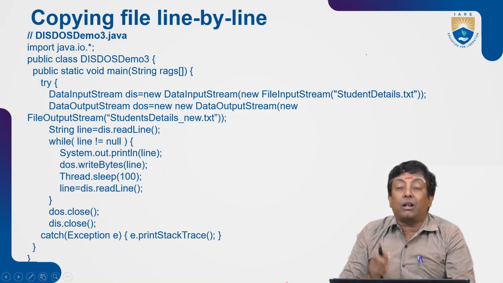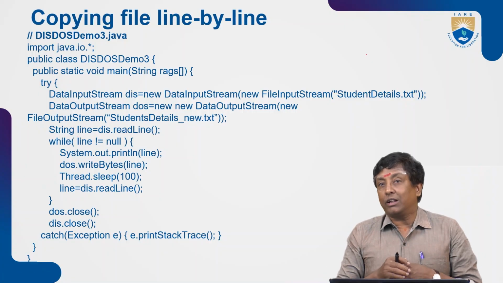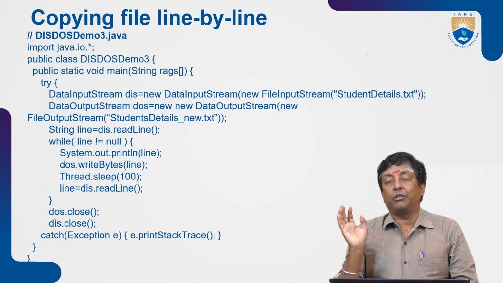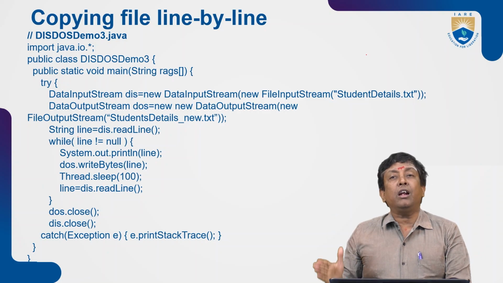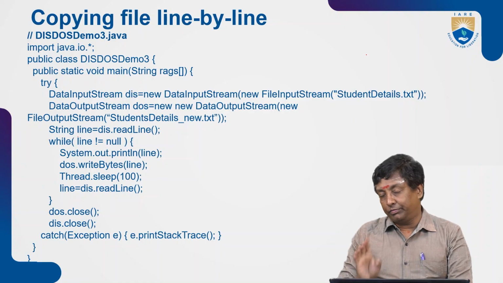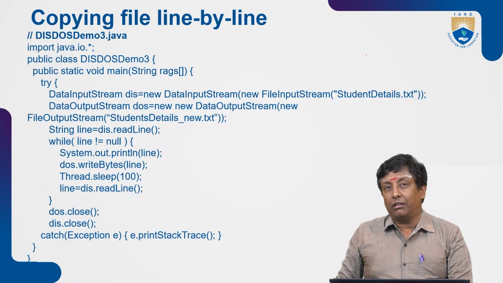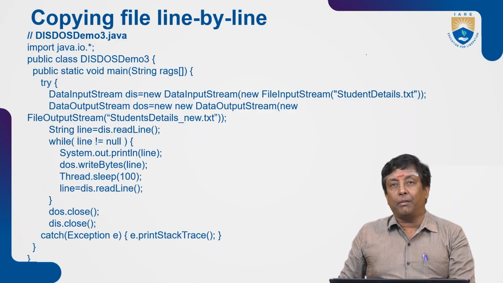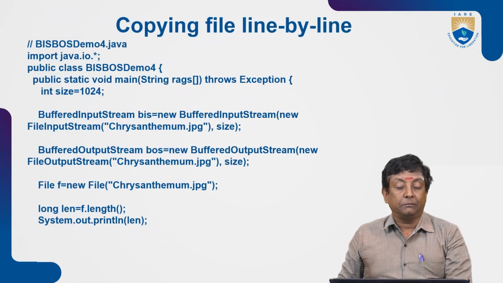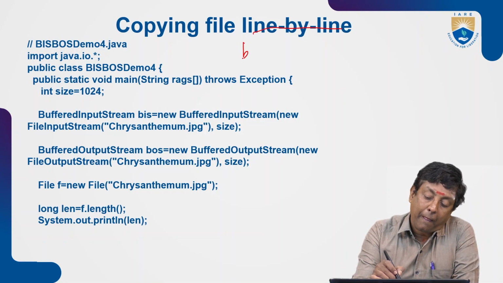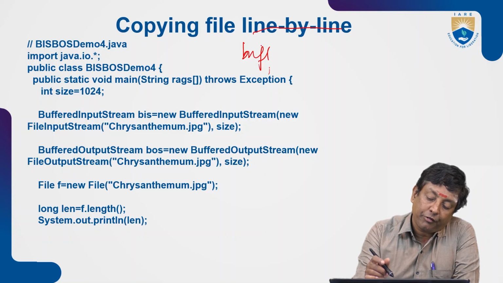This program may throw an exception only if the student details.txt file does not exist in your system. If it exists, the new file will be created. This is about copying a file line by line. The previous program copied the file byte by byte. This one is line by line. The next one is copying a file buffer by buffer.